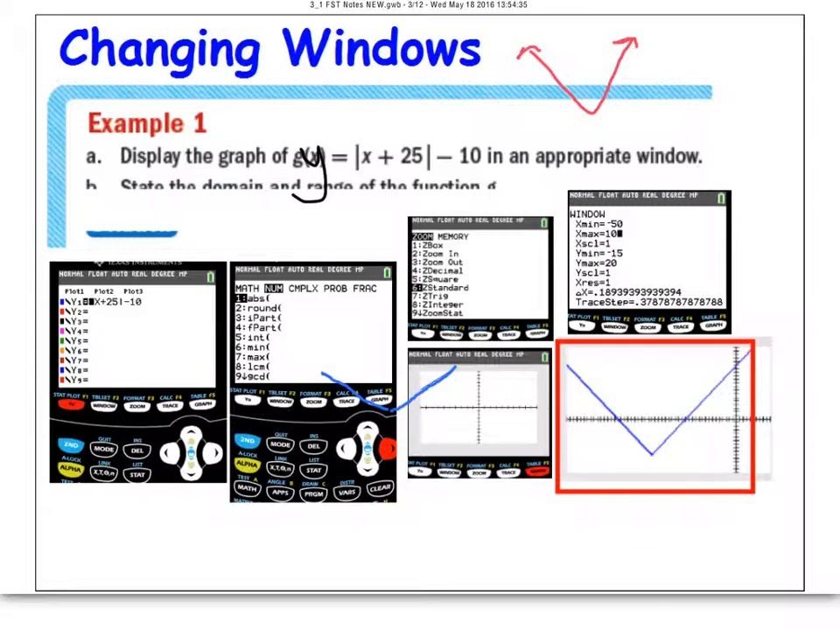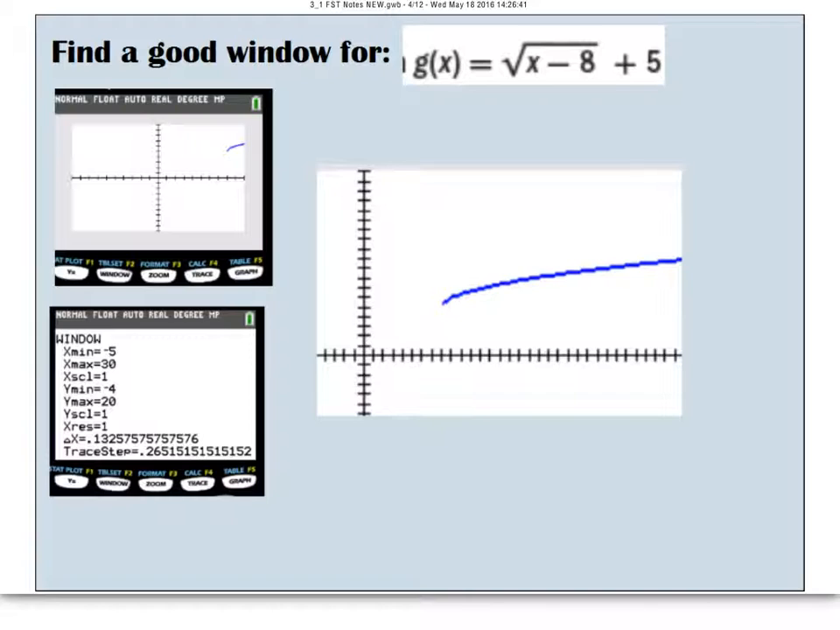Now, not everyone's going to have the exact same window. We just want a decent looking window. So I would say that it is reasonable that if we did the x-axis from negative 50 to 10, the y from negative 15 to 20, we can get a reasonable window. Okay, let's look at another one. Find a good window for g of x equals the square root of x minus 8, plus 5.